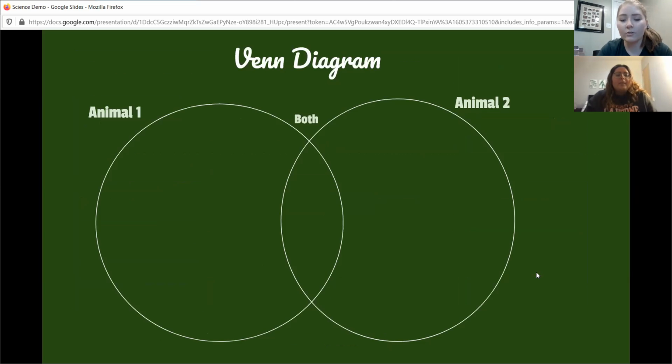And then after they've chosen their two animals, they would have animal one on one side, animal two on the other side, and then they would put similarities in the middle.